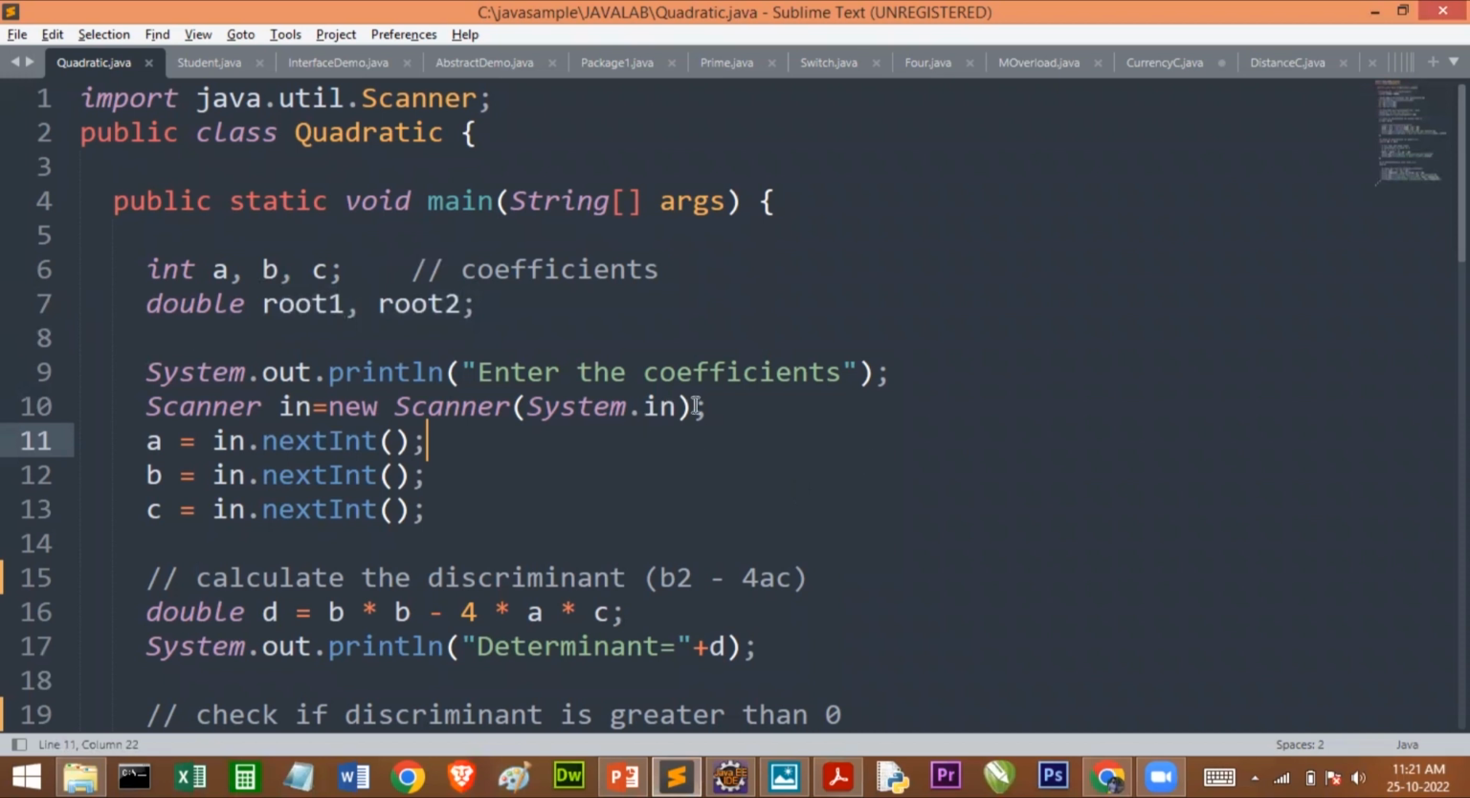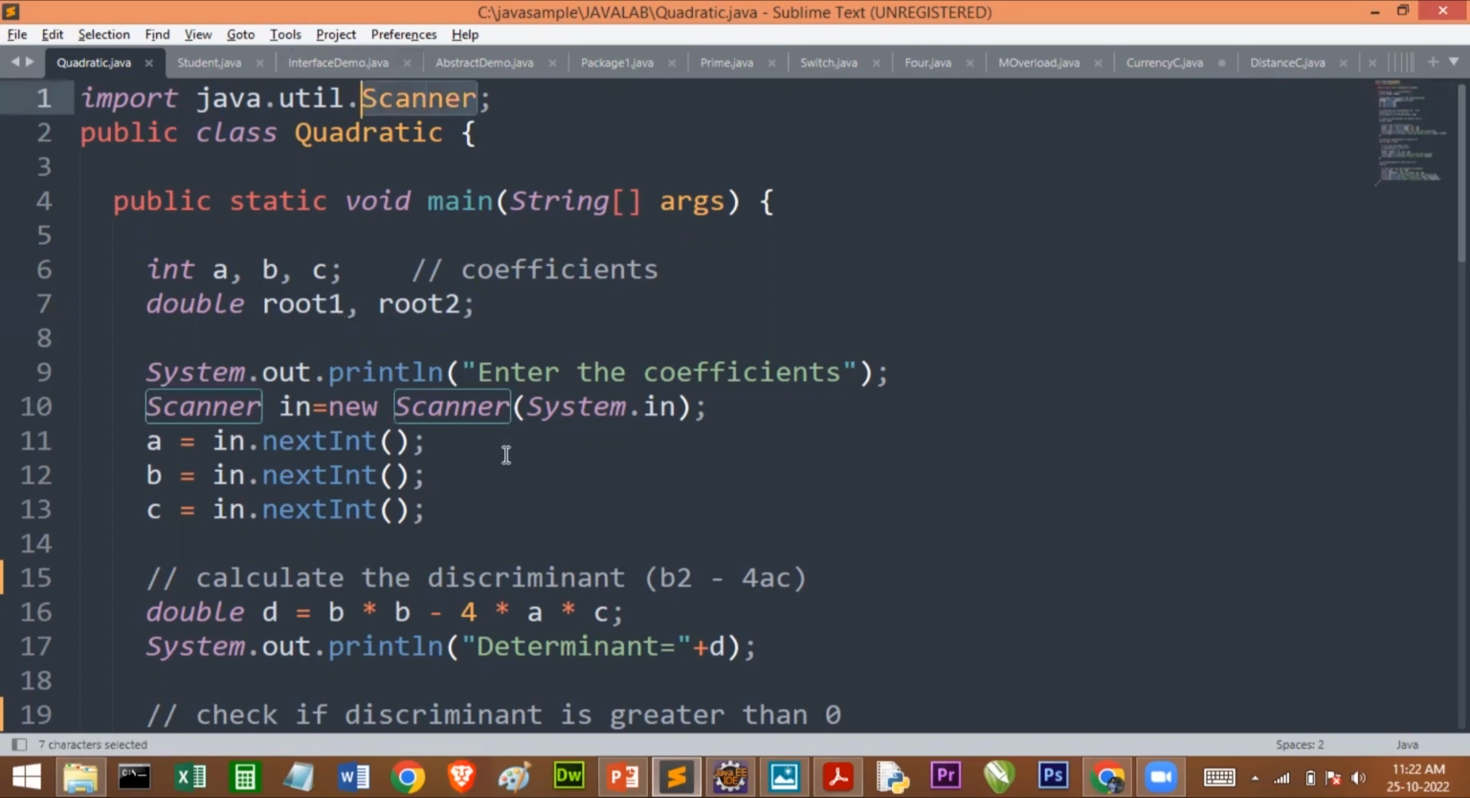In Java, if you want to read anything from the user, you have to make use of a class called Scanner class. Before using the Scanner class, you have to import it. Import java.util.Scanner, or you can use the asterisk symbol, that is a star symbol. It'll import all the classes which are there in the utility package. So I have imported my Scanner class before I'm going to use it.